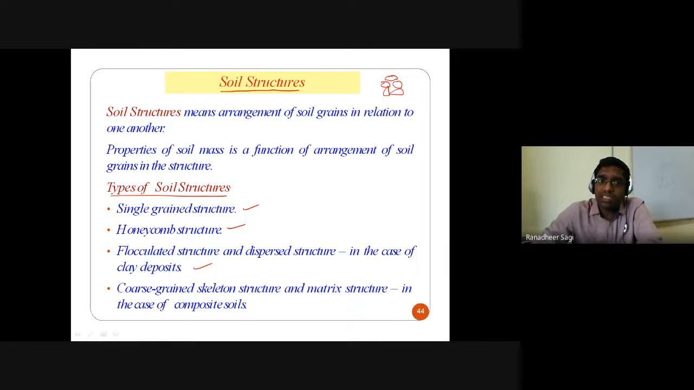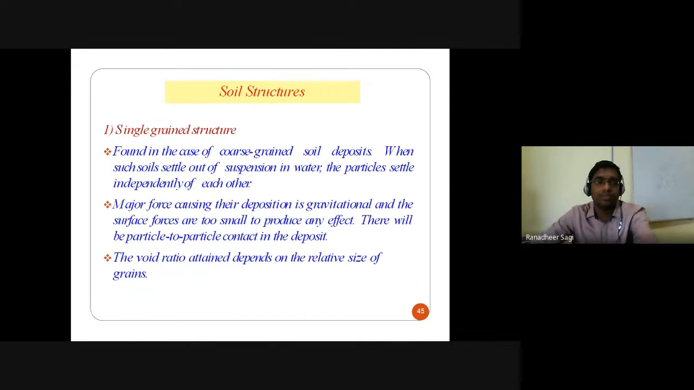This typical single grain soil structure is what we mostly see in gravel as well as sandy soil deposits, whereas the honeycomb structure is what we mostly come across in silty soil deposits. Flocculated and dispersed structure is most commonly seen in clay soil deposits, and composite soils are where you come across coarse grained skeleton structure and cohesive matrix structural arrangement of grains.